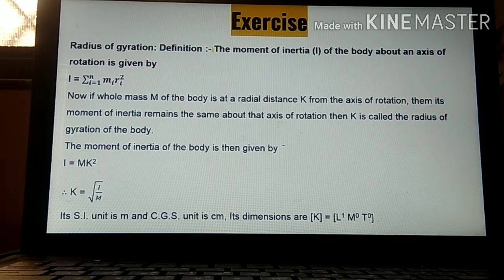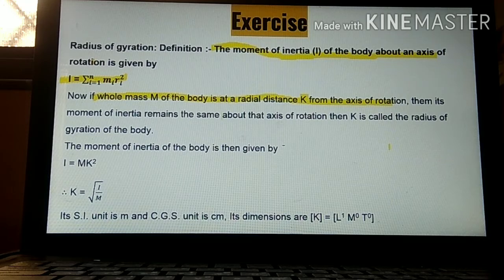Radius of gyration's definition: the moment of inertia of the body about the axis of rotation, I is equal to summation i equals 1 to n of mi ri square. Now if the whole mass of the body is at the radial distance k from the axis of rotation, then its moment of inertia remains the same. What is this telling? That the whole mass of the body is at a radial distance k, then that distance is called the radius of gyration.